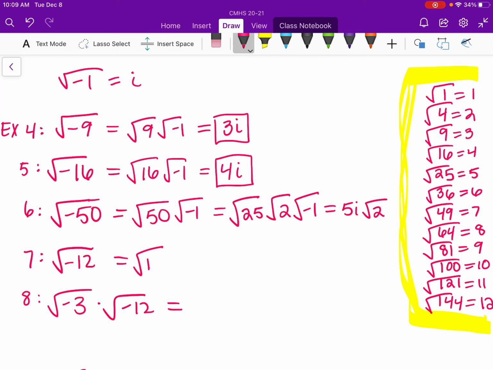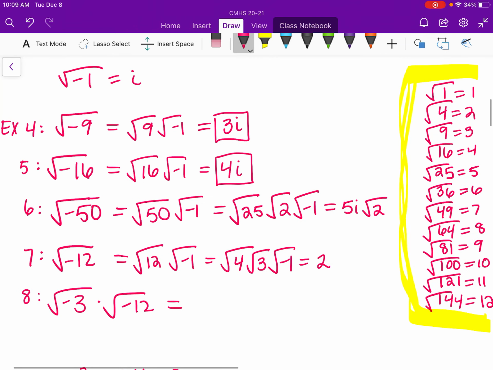Let's try 12. Break it down: 12, negative 1. Is 12 on our list? No. But is there a number on the left side of our list that goes into 12? 4 goes into 12, doesn't it? So 12 can be broken down into 4 and 3. We still have our negative 1. The square root of 4 is 2. The square root of 3 is just the square root of 3. And the square root of negative 1 is i.